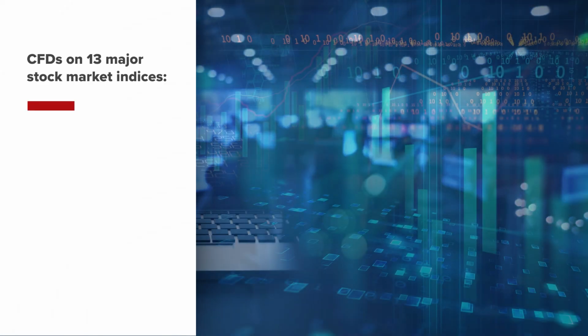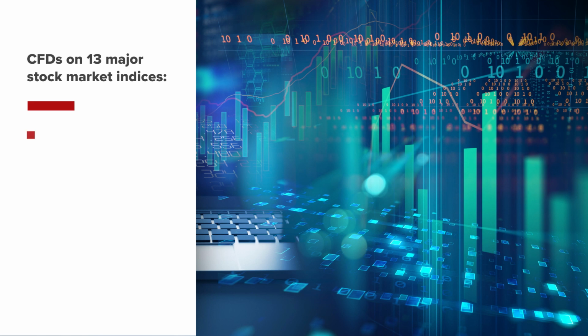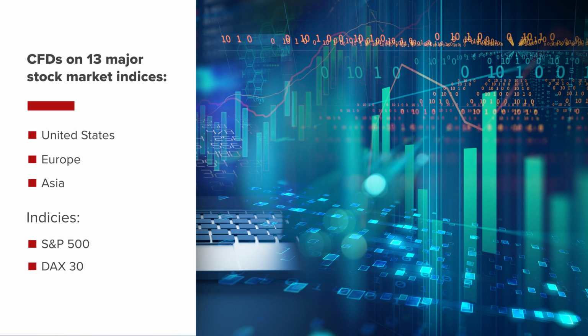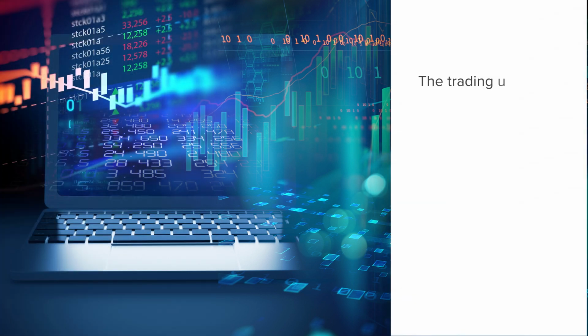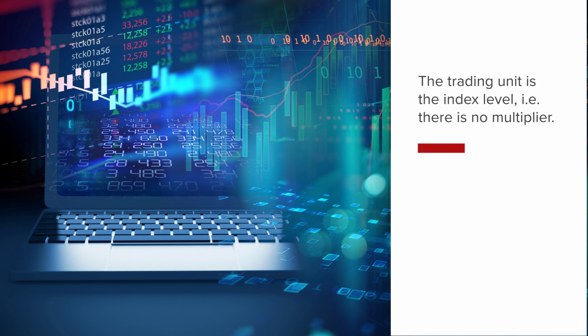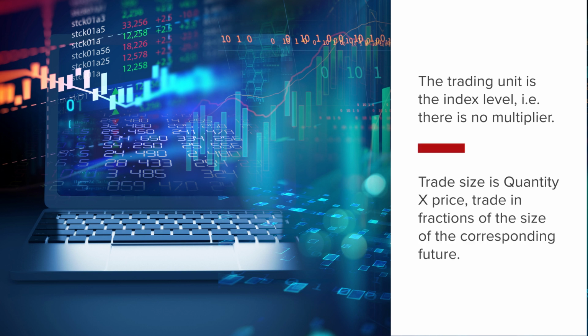IBKR offers CFDs on 13 major stock market indices in the US, Europe and Asia, such as the S&P 500 and the DAX 30. For copyright reasons, the symbols used are stylized. For example, IB US 500 and IB DE 30. The trading unit is the index level, i.e. there is no multiplier. The size of the trade is quantity times price, making it possible for clients to trade in fractions of the size of the corresponding future.